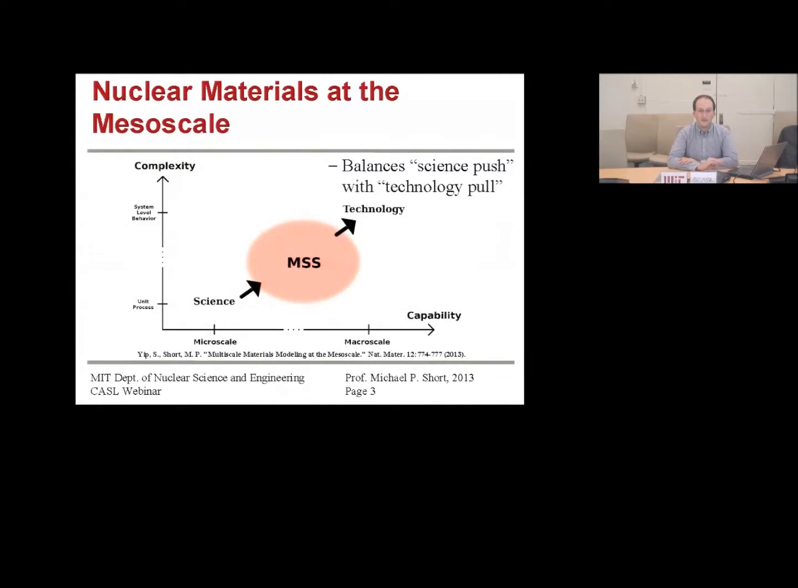So I want to quickly give a little aside and talk about a topic I call nuclear materials at the mesoscale. Mesoscale is sort of a buzzword that's come up a lot lately. It's sort of the middle length scale between the microscale and the macro scale. And I'll define what I think that means.